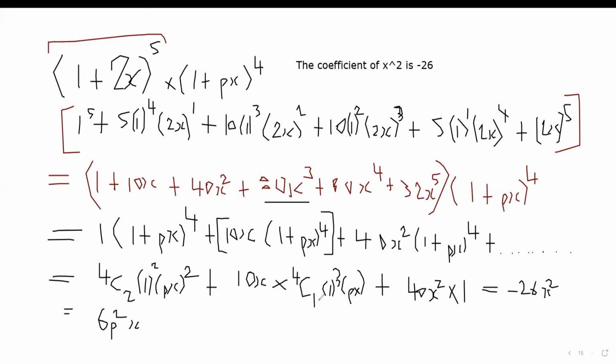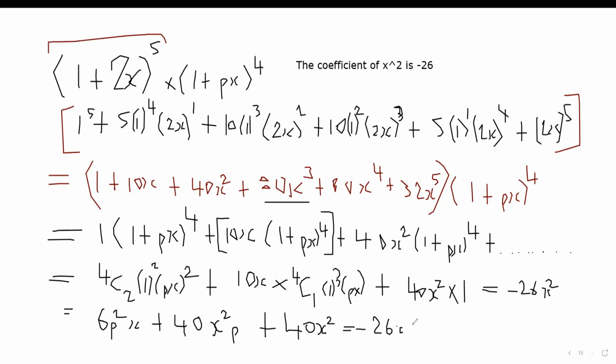Now here, 4 choose 1 is just 4. 4 times 10, that's going to be plus. This is now 40. 4 times 10, that's 40x squared times p, plus 40x squared. And that's equal to negative 26x squared. This is 40x squared and it equals negative 26x squared.